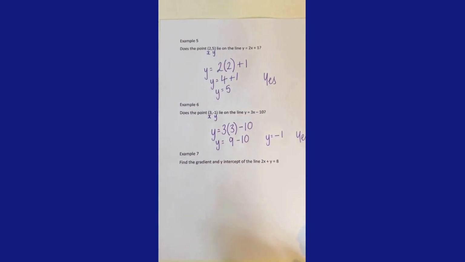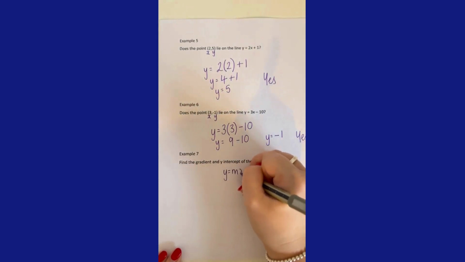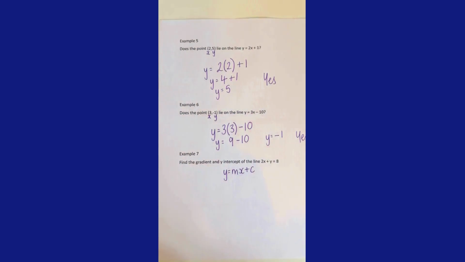Okay, example number 7, find the gradient and y-intercept of the line 2x plus y equals 8. Now you'll notice here, this looks slightly different to all of the equations we've looked at so far. And what this means is we need to rearrange this. These are very common crossover questions, so you can find this on higher and foundation, but we need to rearrange this to have it in the form y equals mx plus c.